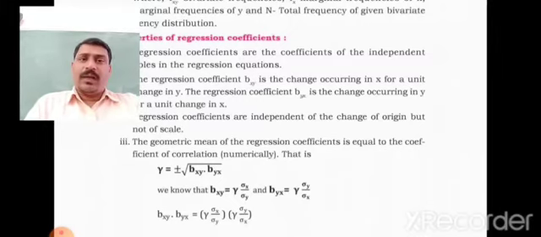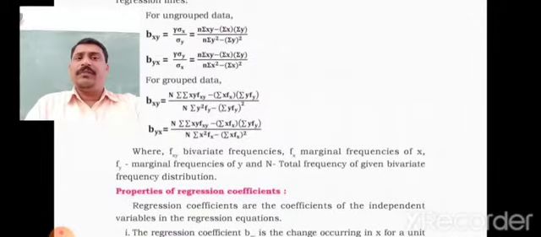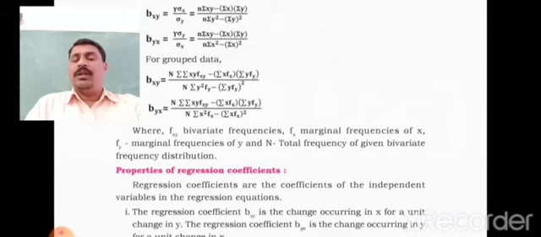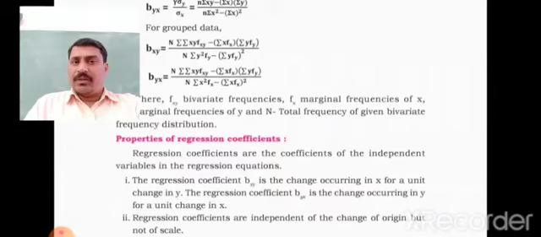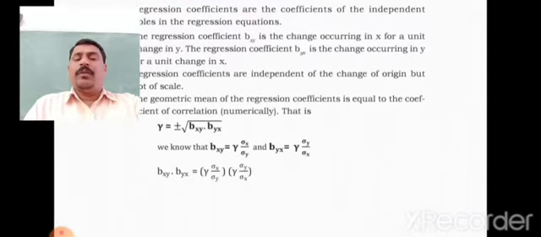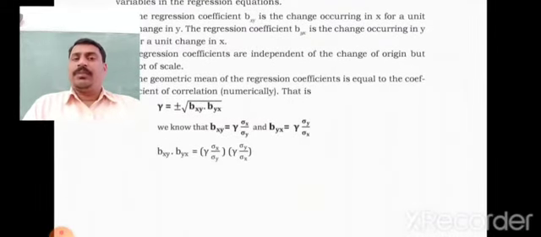So why is that so? Because if you refer to the formulas, the numerator part is the same for both, only the denominator part is changing. So once for bxy we get a positive answer, for byx also we get a positive answer. If both coefficients are positive, then we get a positive correlation. There is a positive correlation between x and y. And if both regression coefficients are negative, it indicates that the x and y variables have a negative correlation.